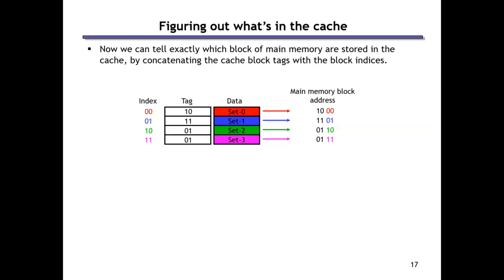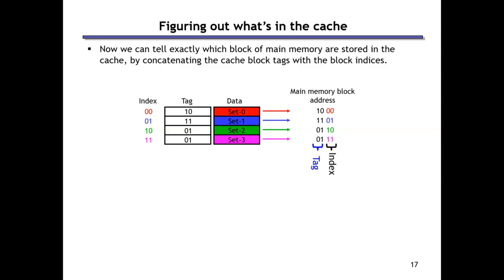Let's assume we have a cache and we don't know which block is now residing in it. So let's assume we are now in set number 0 and the tag field is 10. What will be the main memory block address? This is the tag field and this is the index field. Remember, the index field is 00 and the tag field is 10. If we concatenate the tag field and the index field, it gives me the main memory block address.